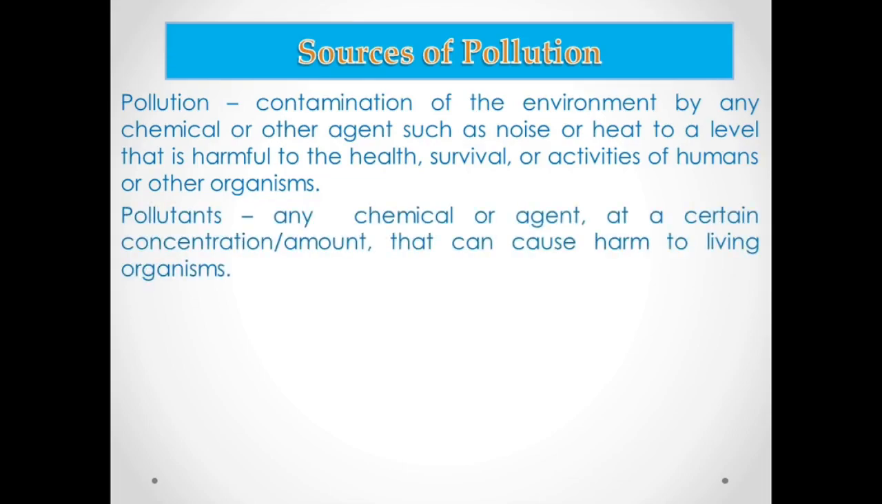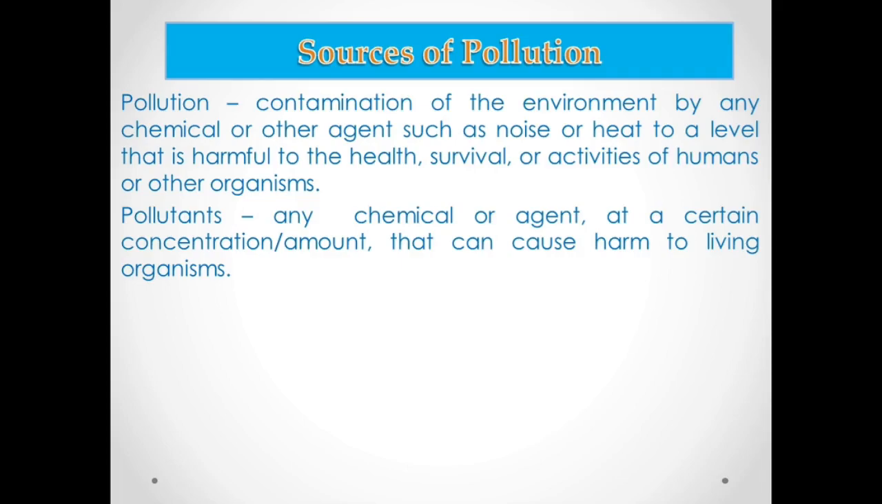When we say pollutants, these are any chemical or agent at a certain concentration or amount that can cause harm to living organisms. So what are the sources of pollutants? They could come from volcanic eruptions, because during or after volcanic eruptions, a lot of toxic gases are released into the environment. The smoke and gases released from volcanoes are toxic and in high concentration. We also have particulate matter, which is evident in that situation.